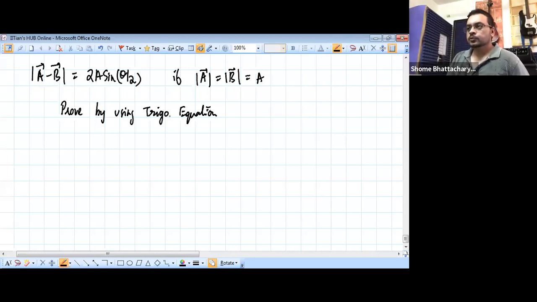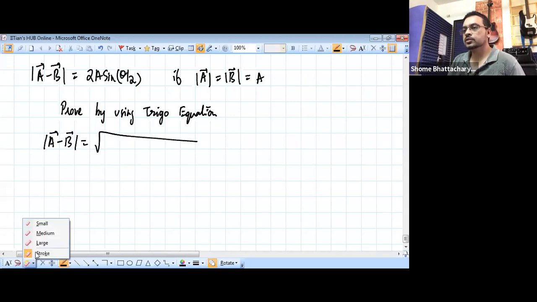Okay, so hope you got this. Here you just use the formula mod A minus B, which is root of A square plus B square minus 2AB cos theta. In that you put the condition. Very good, friends.